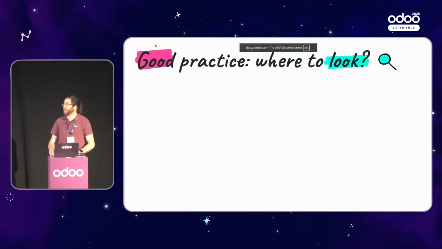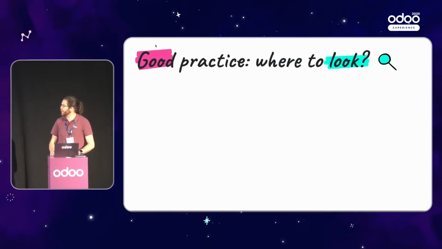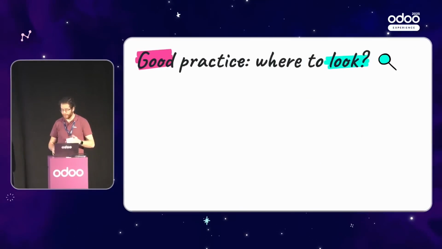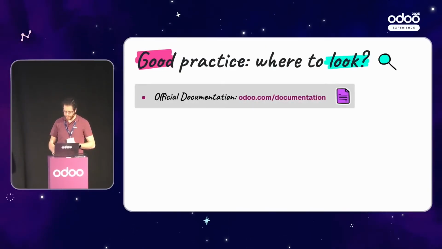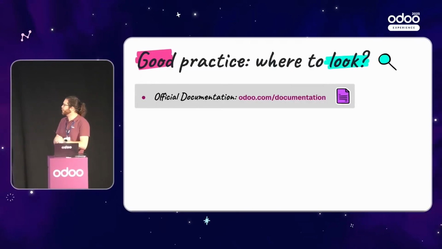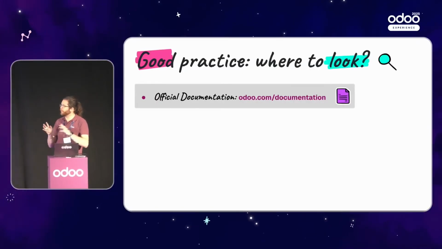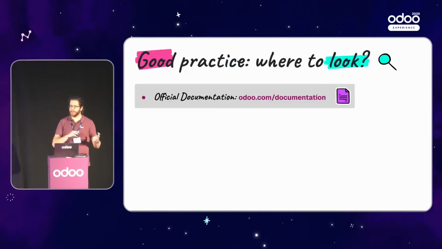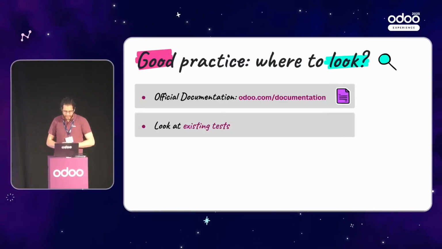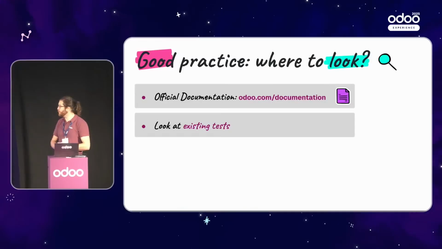Now, I told you a few things about where to look. I told you there was official documentation, and I told you that some pieces were lacking documentation due to priority issues with the work we have. Most documentation for unit testing in Python at least and tours can be found on odoo.com/documentation. And then for the rest, I can only give you a few tips.